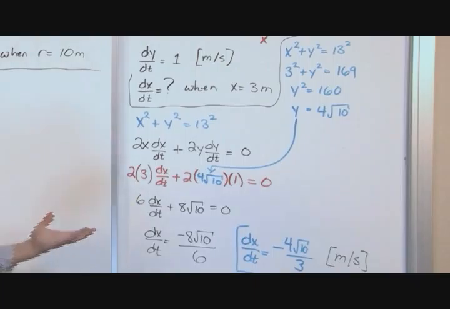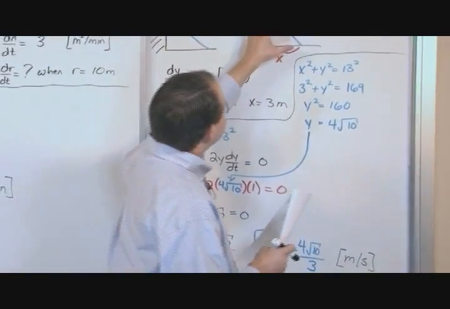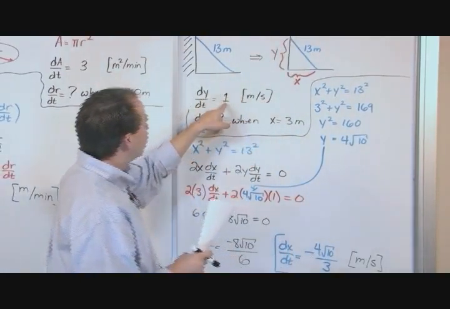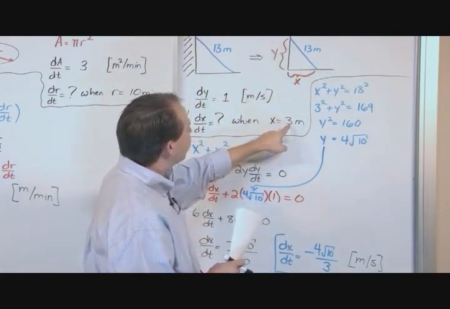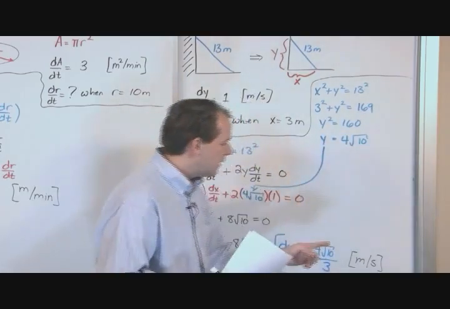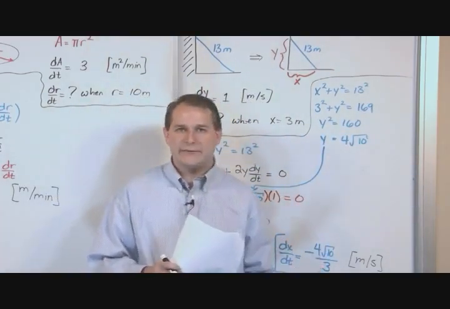So notice what this is saying. What this is really saying is if I put a 13-foot ladder against the wall and I take the top of it and pull it up at a speed of 1 meter per second, at exactly the moment where the bottom is 3 meters from the wall, it will be going towards the wall at this value, 4 times the square root of 10 over 3. Why do you think we have a negative sign there?